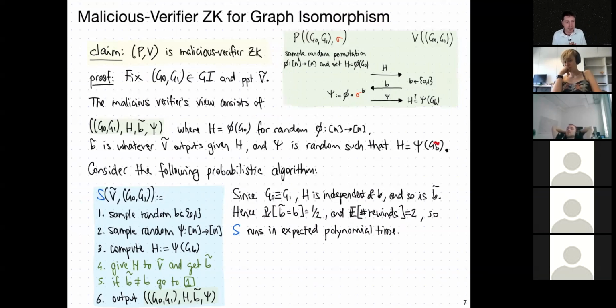So I'm not saying yet that the simulator outputs the correct distribution. I'm saying that it halts in expected polynomial time because the two graphs are isomorphic. But this polynomial time is, of course, dependent on the verifier, right? I mean, we can put longer and longer verifiers, and this will be unbounded. That's fine, but we have fixed it. It's a polynomial time, right?